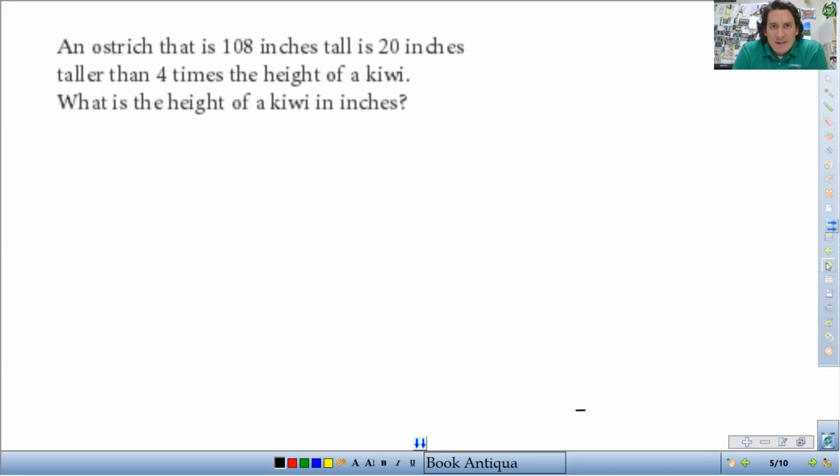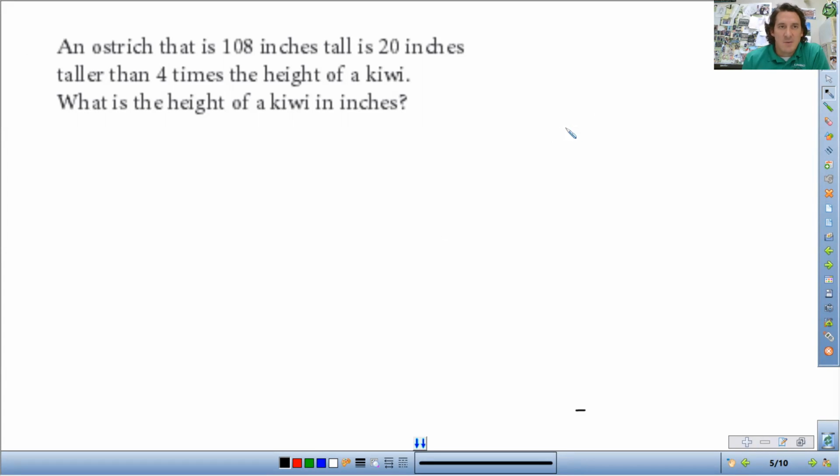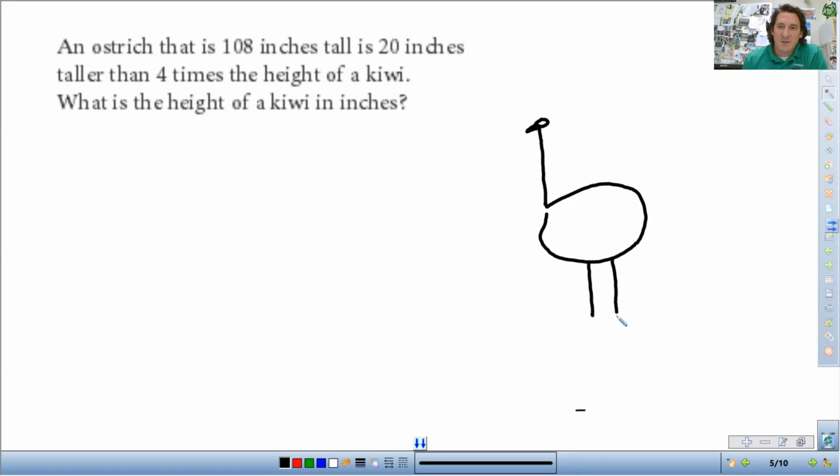So sometimes it helps to draw a picture to make sense of these things. So I'm going to do the best job that I can to draw a picture of an ostrich and a kiwi. So we have an ostrich. An ostrich is this bird that has a big old long neck, big old body, long legs. They're like the really fast birds. I know it's not the best picture, but we are going to deal with it.